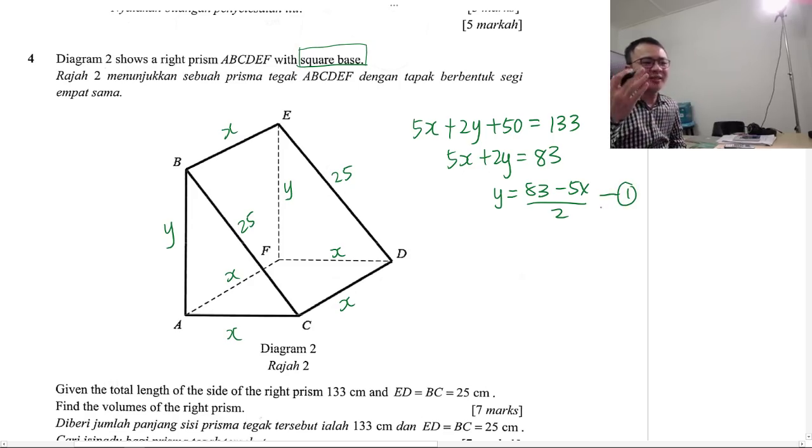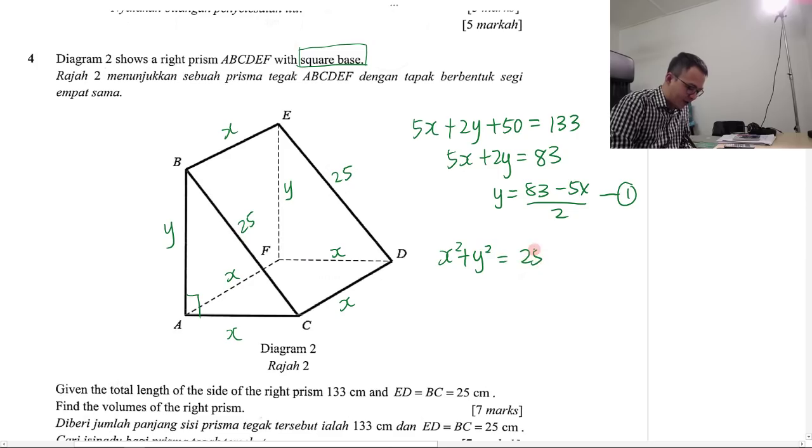See, just now I said this is simultaneous, right? If this is simultaneous, we need another equation. So luckily this is a right prism, so this is 90 degrees. That means I can do the Pythagoras, because I know x squared plus y squared should equal 25 squared. So I will say x squared plus y squared equals 25 squared.